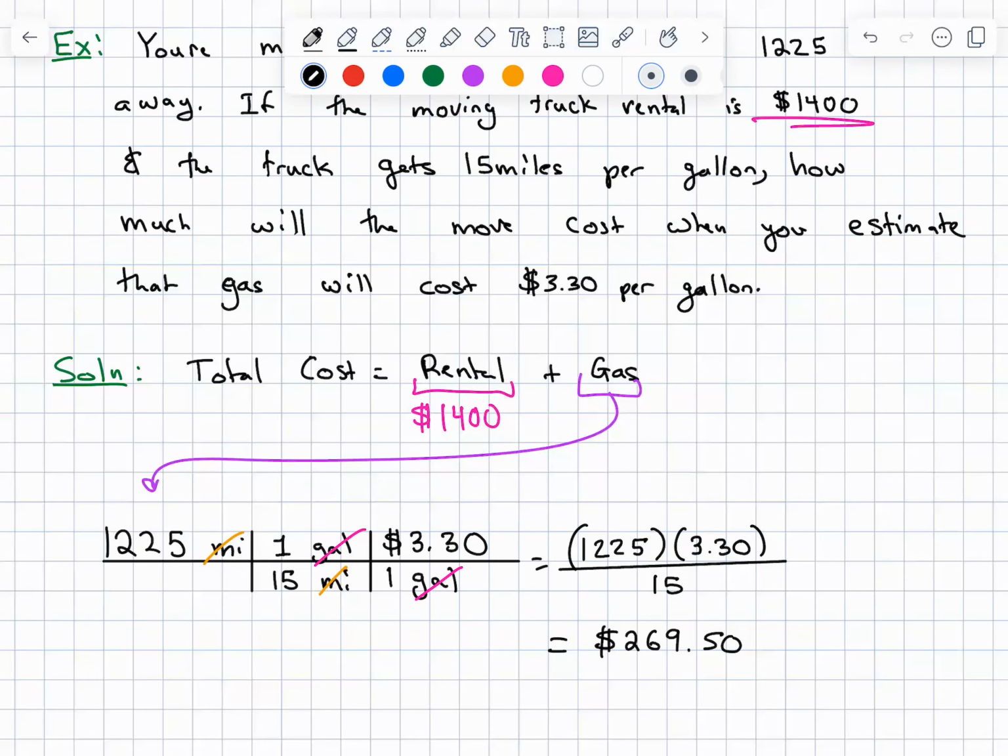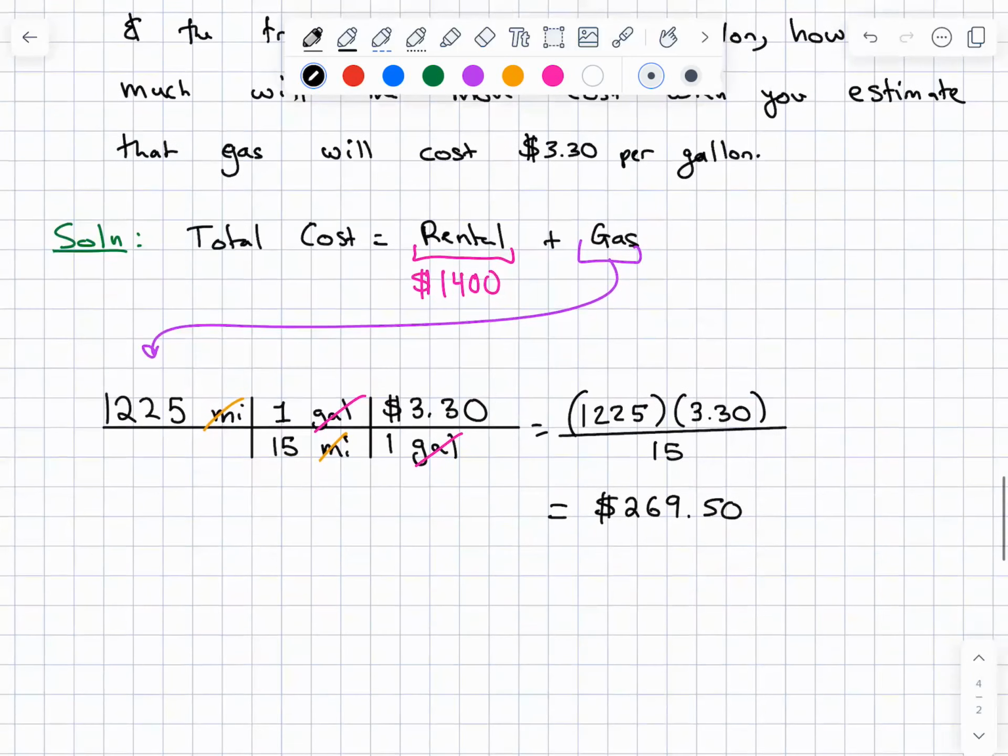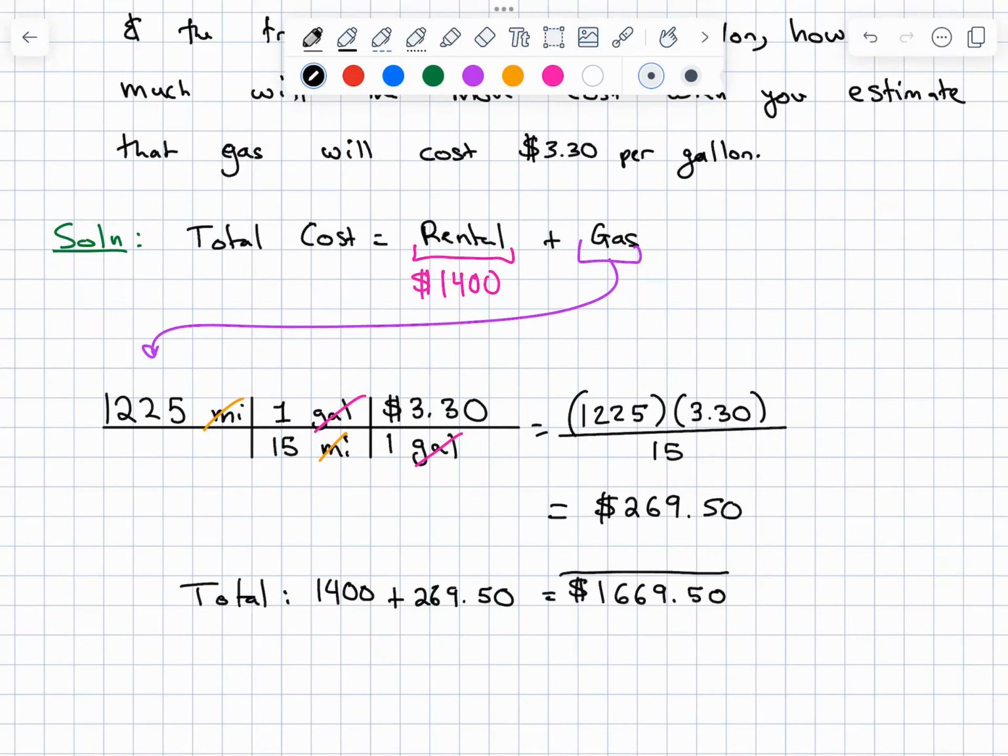Right. And so the total then, we've got both. The total will be 1,400. So 1,400 plus 269.50, which is $1,669.50, which I forgot to write the dollar sign, but luckily I had enough space. And that's my answer.